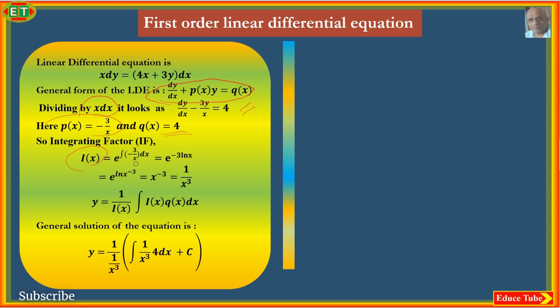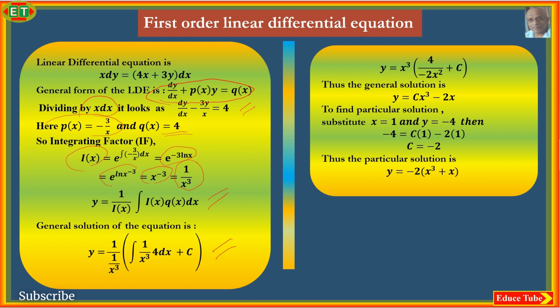Now using integrating factor formula, we can write I(x) equal to e to the power integral P(x) dx, it means minus 3 by x dx, and through simplification this way, then this, at the end we reach at 1 by x³. As we know, the general solution for a standard equation is this one. So we have to put the value for I(x) and Q(x), and after putting the value, it appears like this one: y equal to 1 by x³ integral 1 by x³ 4 dx plus c.